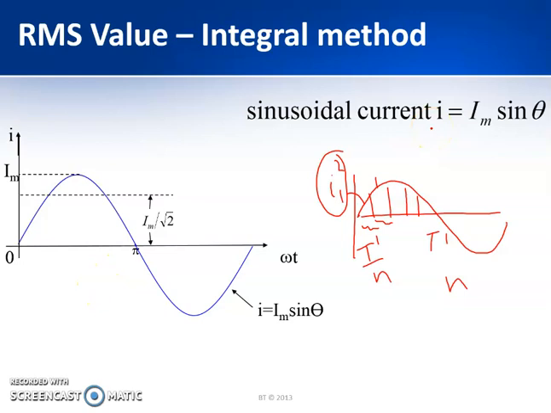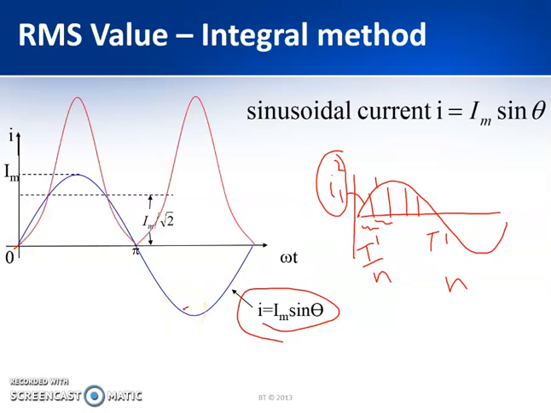Now this waveform is I is equal to Im sin theta. Now we will be taking the squared waveform. So in the positive half cycle we are squaring, and in the negative half cycle we are squaring. So this is how a squared waveform appears. Since this negative part, when squared, gives the positive part like this.